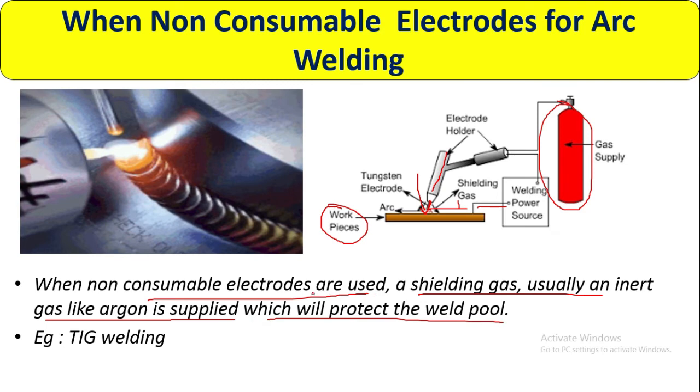So if you see the non-consumable electrode, a shielding gas is always used because we need to protect the weld pool. How is shielding gas supplied? An inert gas like argon is supplied, which will protect the weld pool. But in a coated electrode, you see the coating itself protects the weld pool. So that is called SMAW welding. And here is TIG welding, tungsten inert gas welding, where there is shielding gas, and that is the coated electrode. So these are the things we need to know regarding how to protect the weld pool.